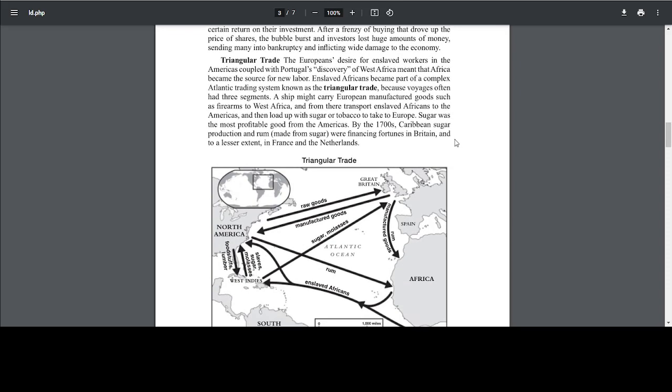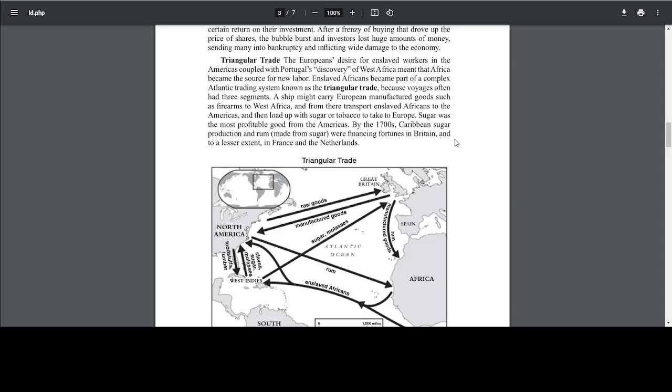Triangular trade. The Europeans' desire for enslaved workers in the Americas, coupled with Portugal's "discovery" of West Africa, meant that Africa became the source of new labor. Enslaved Africans became part of a complex Atlantic trading system known as the triangular trade, because voyages often had three segments. A ship might carry European manufactured goods such as firearms to West Africa, and from there transport enslaved Africans to the Americas, then load up with sugar or tobacco to take to Europe.